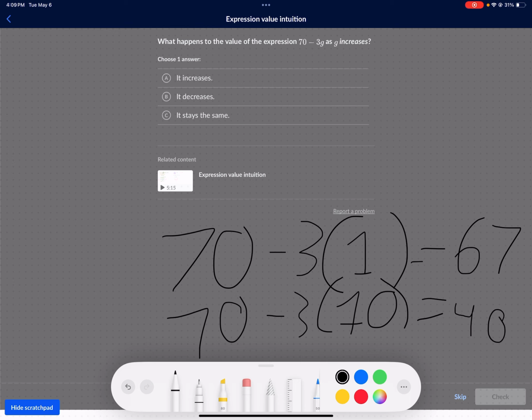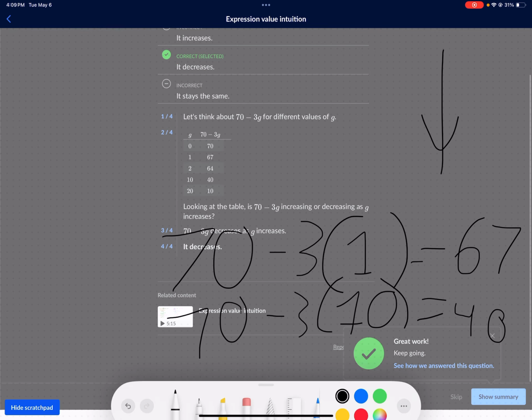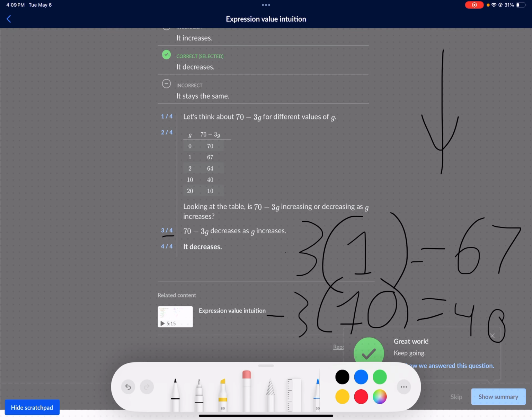since g is on the right side of the equation and it's increasing, it'll decrease. So the answer is B. If you got that right, great job. If you didn't, here are the videos. You can ask me for help, and happy studying.